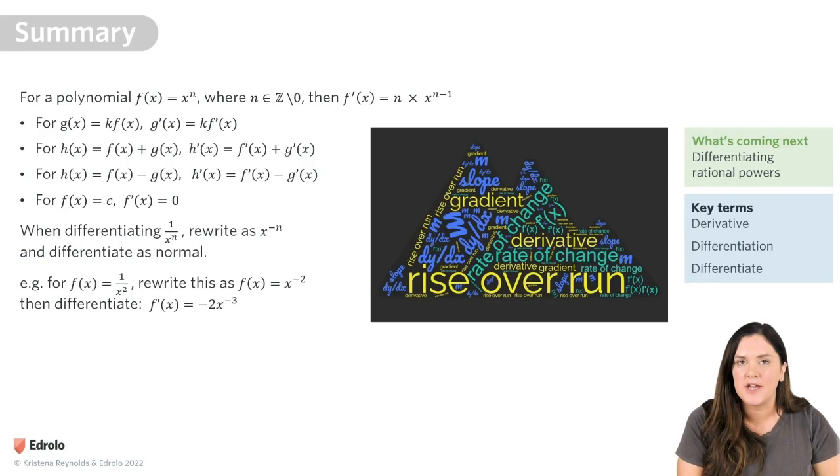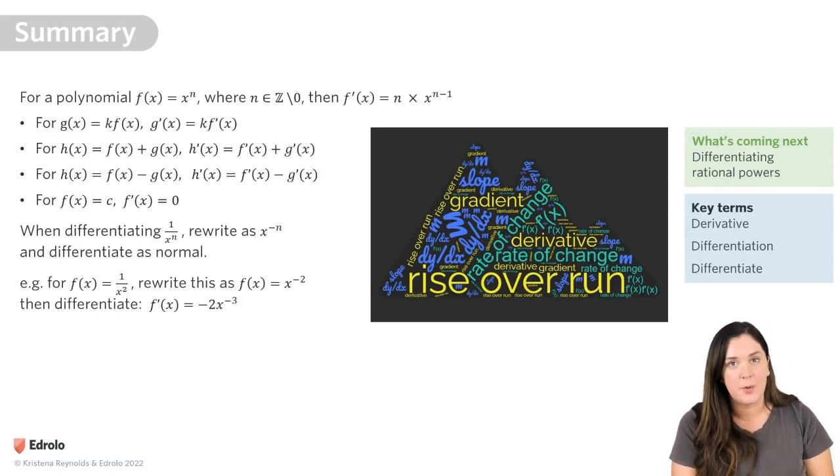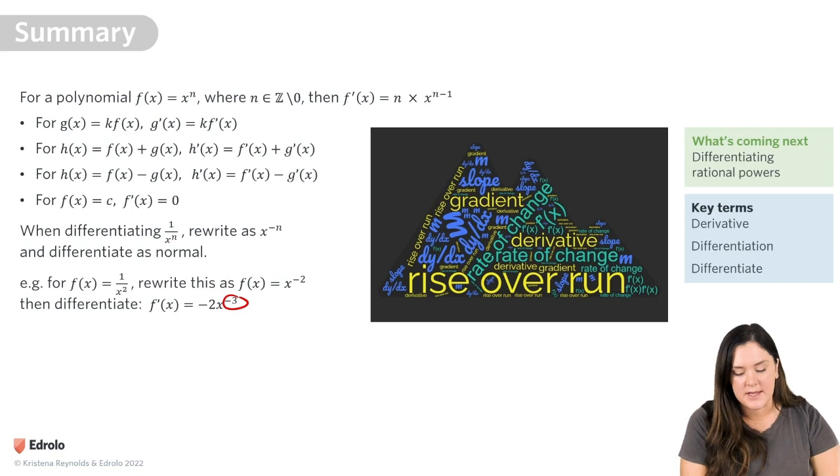So the main thing I'd like you to take from this lesson is if we are dealing with negative indices, please make sure that when we are differentiating, the power becomes more negative. So if we start with negative 2, taking away 1 becomes negative 3. Again, we've got our synonym mountain there, so please familiarize yourself with the different terms that we're going to be using. And next up, we are going to be looking at differentiating rational powers.